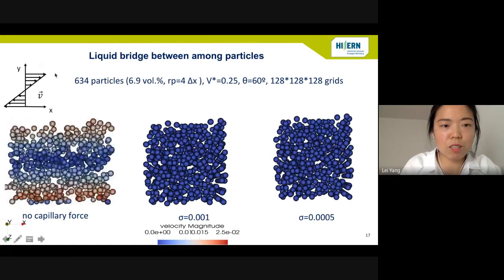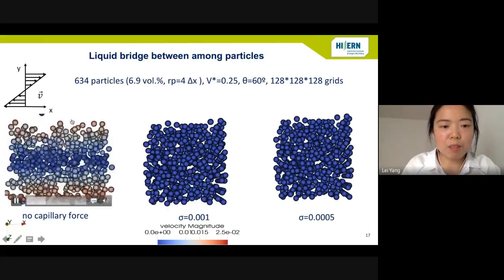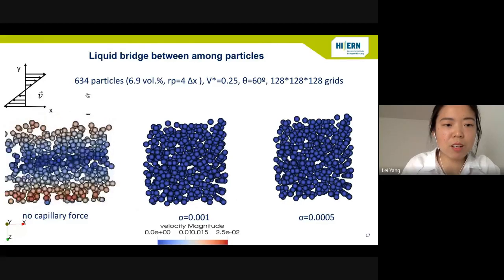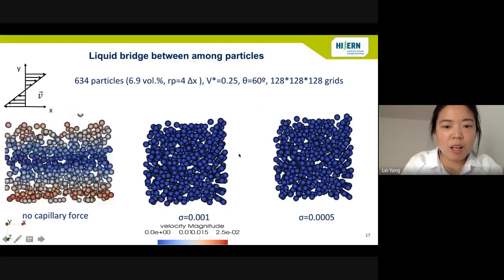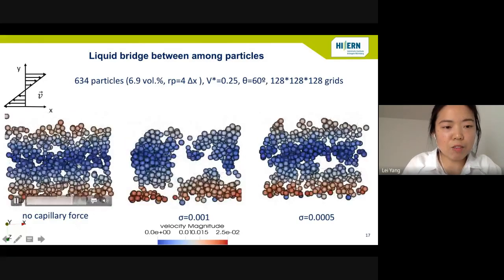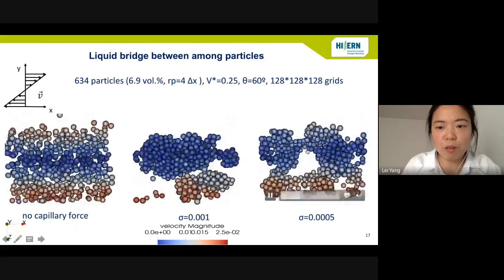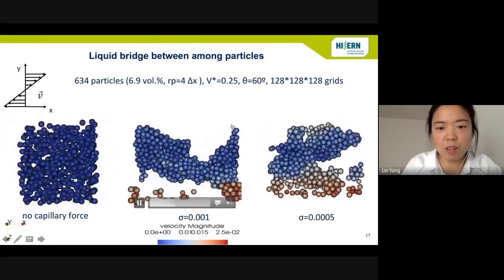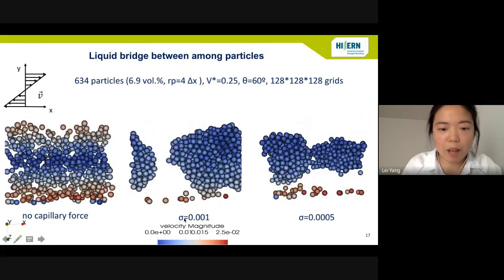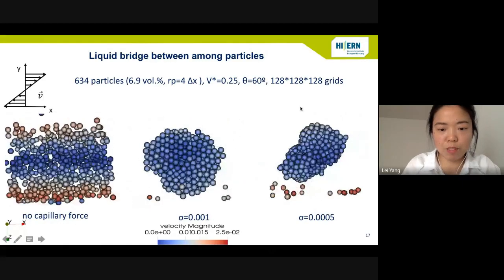We have 634 particles, and we initialize them randomly distributed in the system, and we have a periodic boundary, and shear flow is imposed. And we found if there is no capillary force, the particles are uniformly distributed in the system. However, if we have the capillary force, we found clusters are formed. With a larger surface tension coefficient, which means we have larger capillary force, bigger clusters are observed.